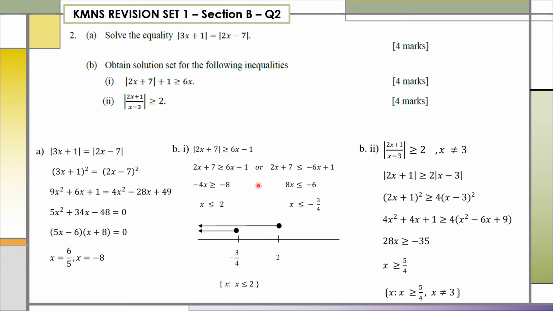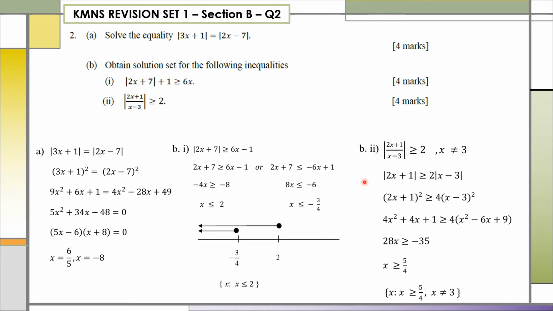So we have two inequalities that we have to solve. The first one is x less than or equals to 2, and the second one is x less than or equals to negative 3 over 4. This is not your final answer, because you have to combine them back using the number line here. So the number line given to you is like this, and we take the union of it because we are using 'or' in the definition. So the answer should be x less than or equals to 2.